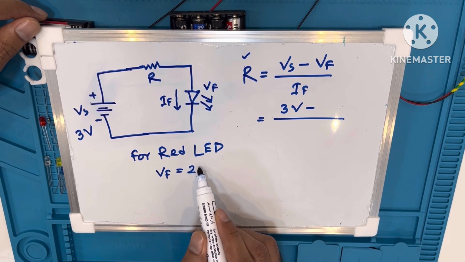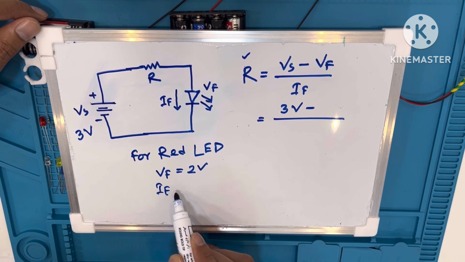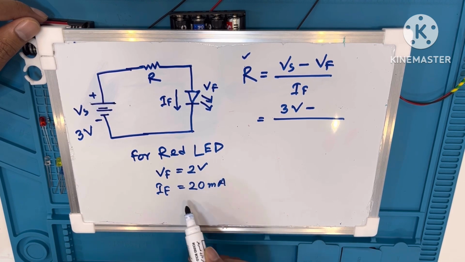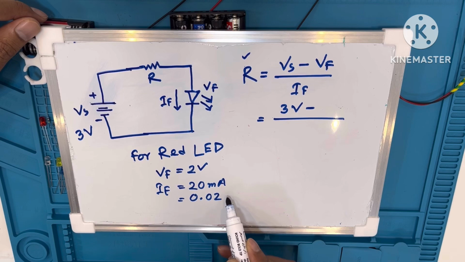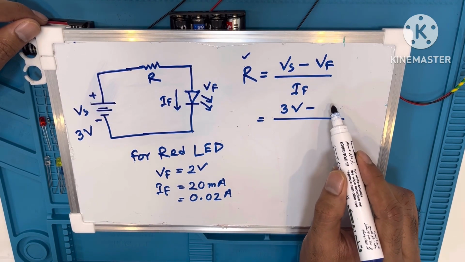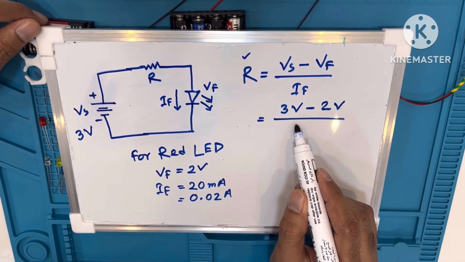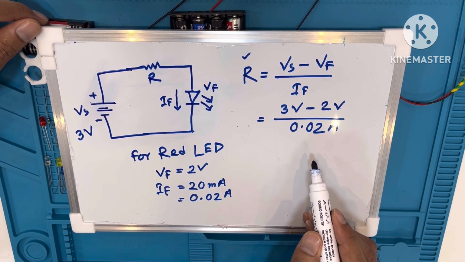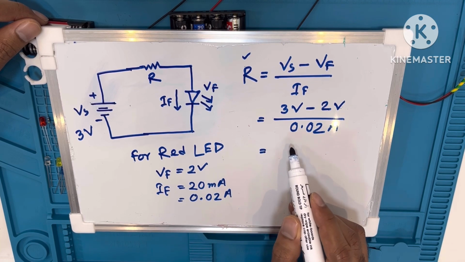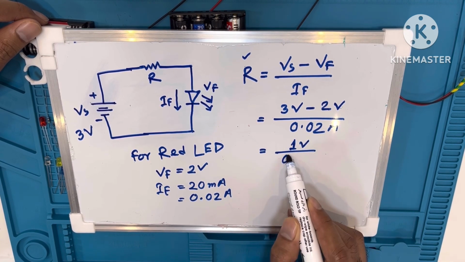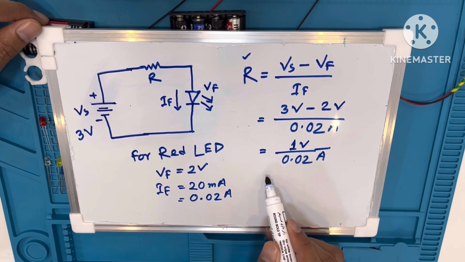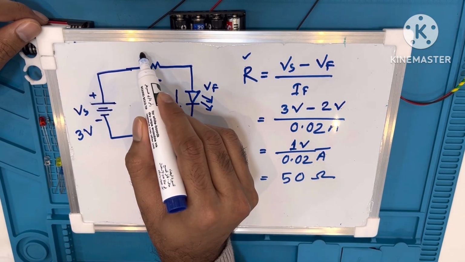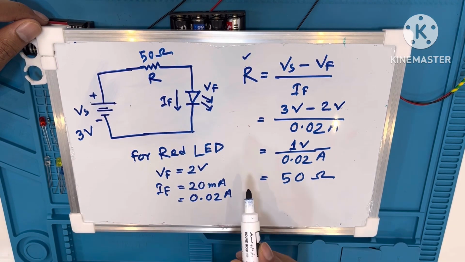So from the data sheet, we know the forward voltage for the red LED is 2 volt and the forward current is 20 milliampere, which is 0.02 ampere. So replacing forward voltage with 2 volt and forward current with 0.02 ampere, let's calculate the value. 3 volt minus 2 volt, which is 1 volt, divided by 0.02 ampere. So the result is 50 ohm. So here the resistor value will be 50 ohm.